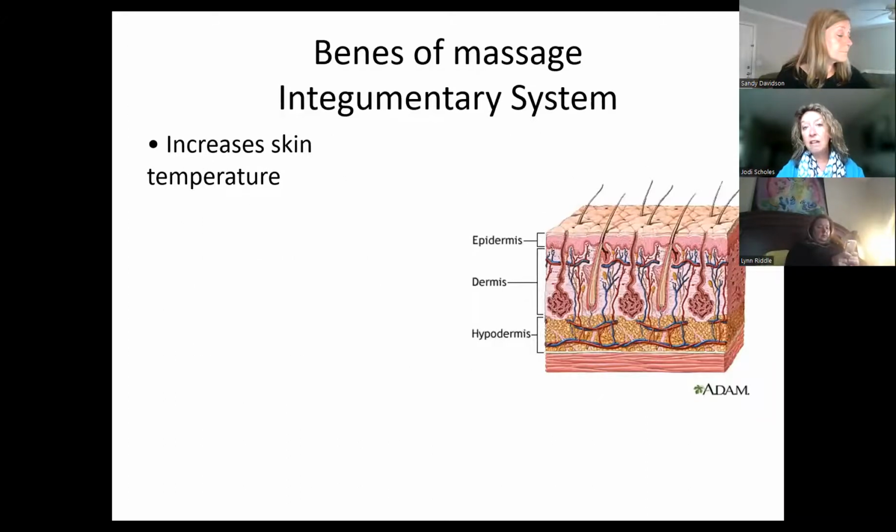So the benefits of massage for the integumentary system. It increases the skin temperature, warms it up. And you'll see here in the picture the layers of the skin. This is something you probably will need to know. I'm not sure if you'll get tested on it, but it's something I've seen on tests, and that's the hypodermis, right? Hypo, low. When you have hypothyroidism, it's your slow functioning. Hypodermis, the lowest layer of the skin.